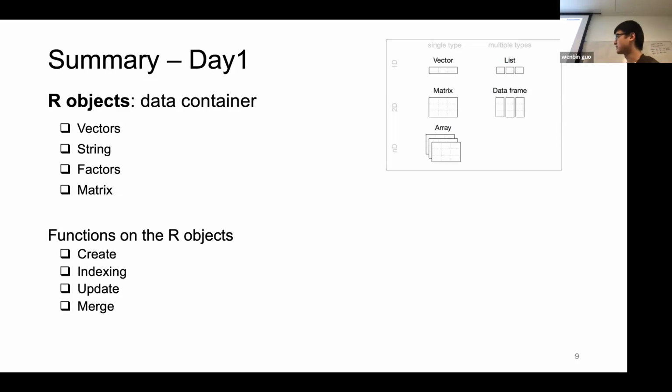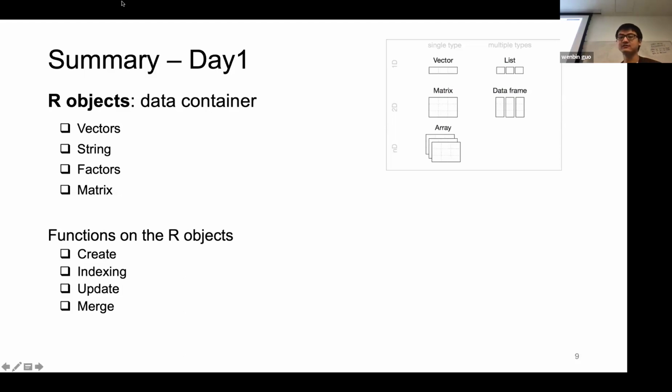Lastly, we talked about the matrix, which we sometimes love because it's really how our data looks. For example, the gene expression matrix, where everything is a numerical value, and you have the rows and the columns standing for the genes and for the samples.